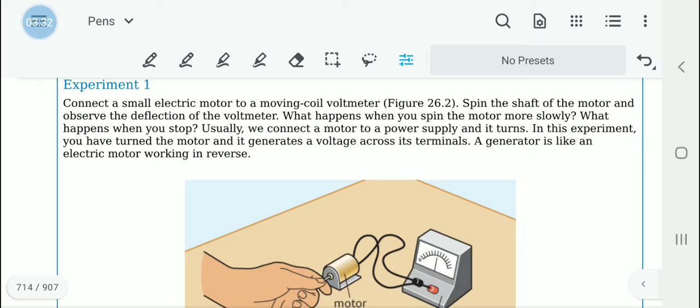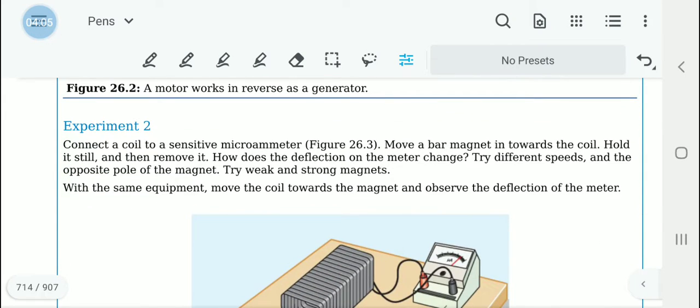When we connect the motor to a power supply, it turns. But here we have turned it without connecting it to a power supply, and that has resulted in the production of power. So the electric motor working in reverse is the generation of power. Or if you connect it to a power source, it will rotate. That is basically the idea here.